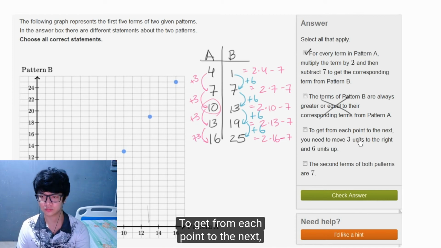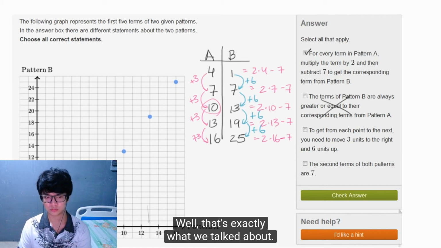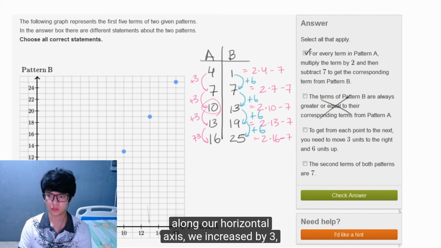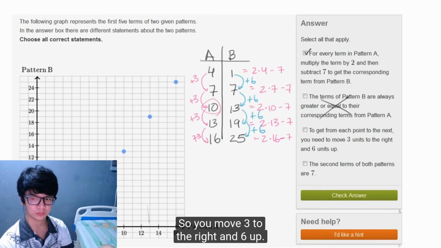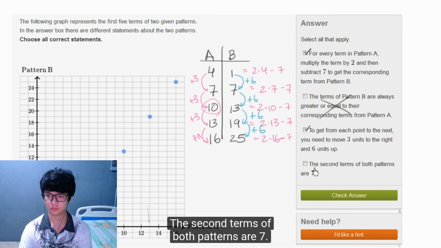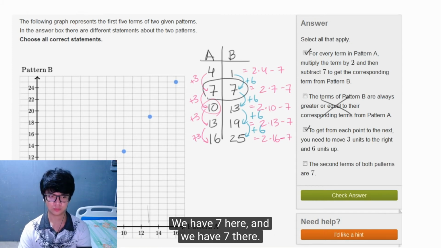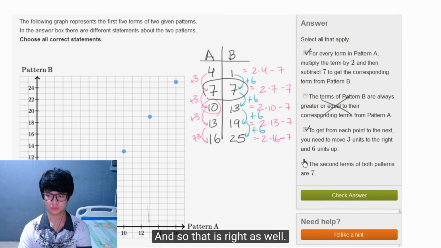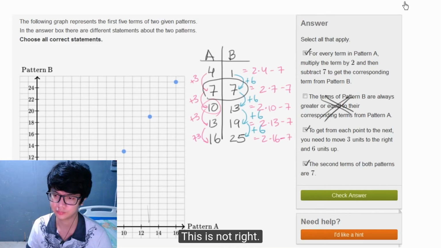To get from each point to the next, you need to move 3 units to the right and 6 units up. Well, that's exactly what we talked about. From one term to the next, pattern A, along our horizontal axis, we increase by 3, while pattern B, which is plotted on our vertical axis, we increase by 6. So you move 3 to the right and 6 up. So that is right. The second terms of both patterns are 7. Well, yeah, we see that right over here. We have 7 here, and we have 7 there. And so that is right as well. So the only one that doesn't apply is this second one. This is not right.